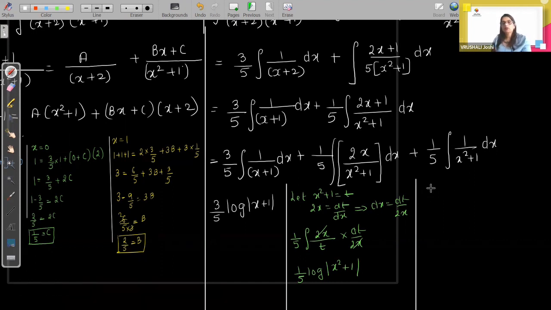This will be 1 by 5 log of, no, 1 by 5, sorry, 1 by 5 a square plus a square is equal to 1 by 5 into tan inverse, 1 by 5 into tan inverse 1 by x square, no, what, tan inverse x plus c, correct? Because x by 1 will come, so 1 by 1 is 1, correct? So that is what it is.